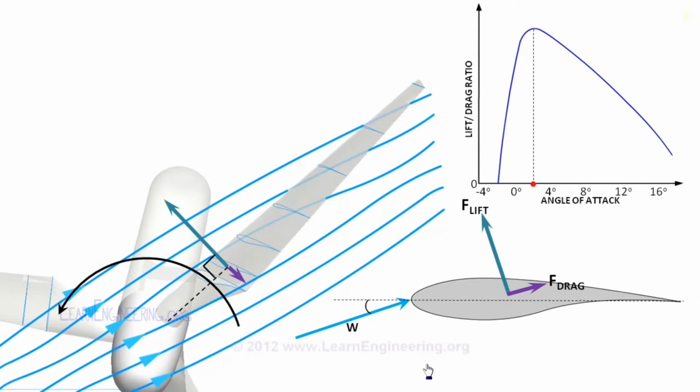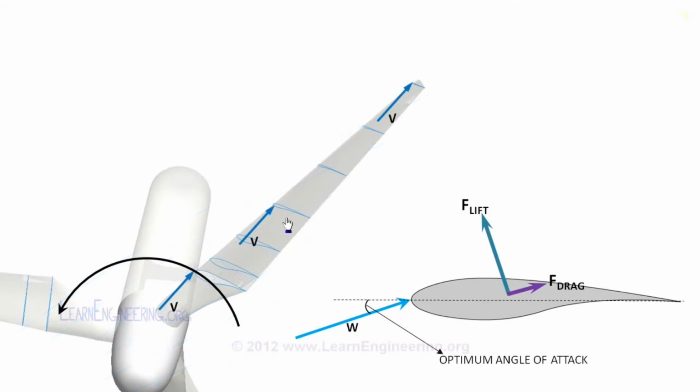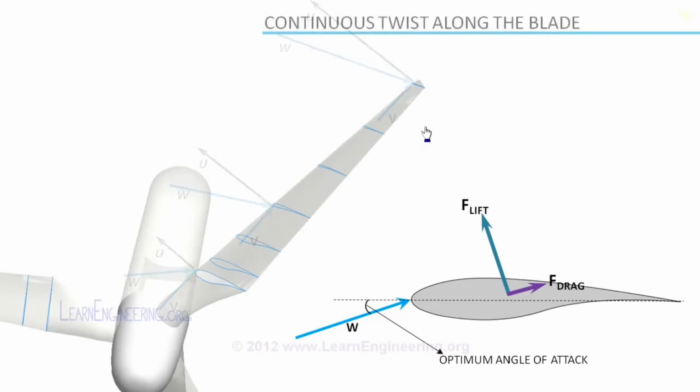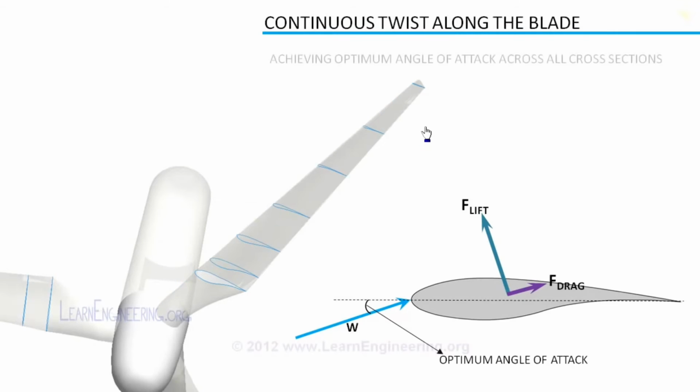Airfoil cross-sections are aligned in a way to operate at this optimum angle of attack. Even though flow velocity is uniform along the length of the blade, blade velocity increases linearly as we move to the tip. So, the angle and magnitude of relative velocity of wind varies along the length of the blade. Apparent velocity becomes more aligned to the chord direction as we move to the tip. So, there should be a continuous twist in the blade, so that at every airfoil cross-section the angle of attack is optimal.